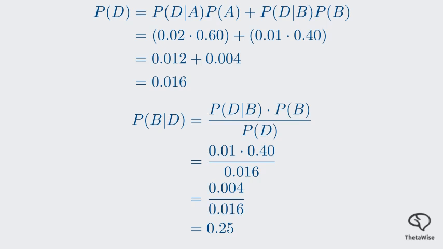So the evidence of a defect makes you more likely to believe it came from machine A and less likely to believe it came from machine B. This demonstrates how Bayes' theorem can shift your belief in either direction, depending on what the evidence implies.